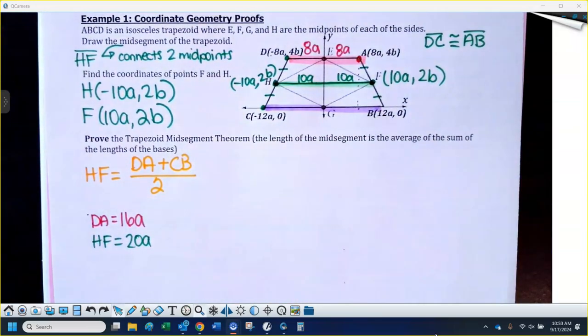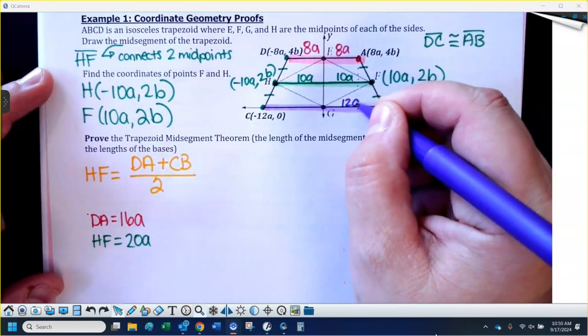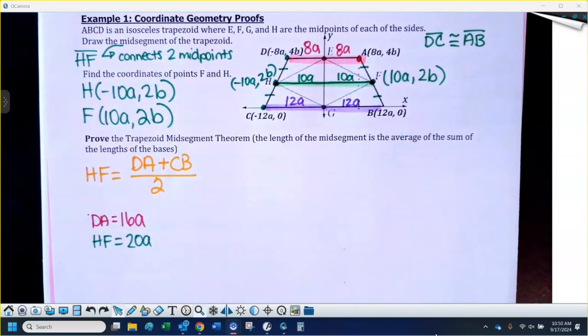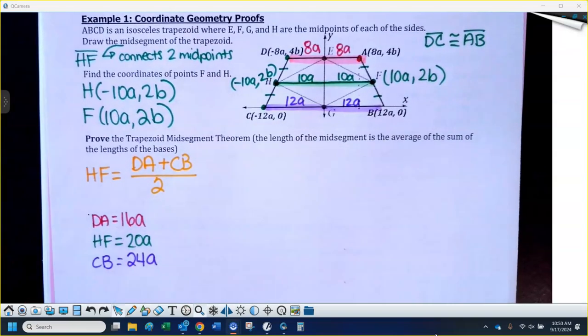All right, and then across the bottom, I didn't really focus on this yet, but from C to B, can anybody tell me the length of that segment? And again, it's matching up with the x coordinate. That's how you're going left or right. So this side would be 12A. This is going left 12A, but the distance is going to be positive. So what would the length of that segment be? 24.